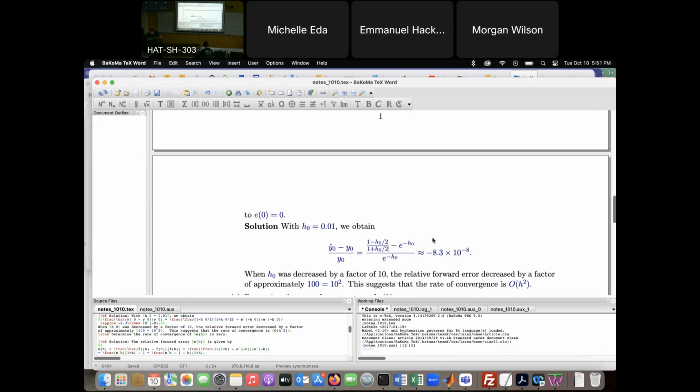So what happens is, the previous forward error, when h naught is 0.1, was minus 8.3 times 10 to the minus 5. So what happens is, h naught is increased by a factor of 10, and the relative forward error is increased by a factor of 1,000, roughly. So the rate of convergence is suggested to be order h cubed, by computing forward error with these different h naught values.